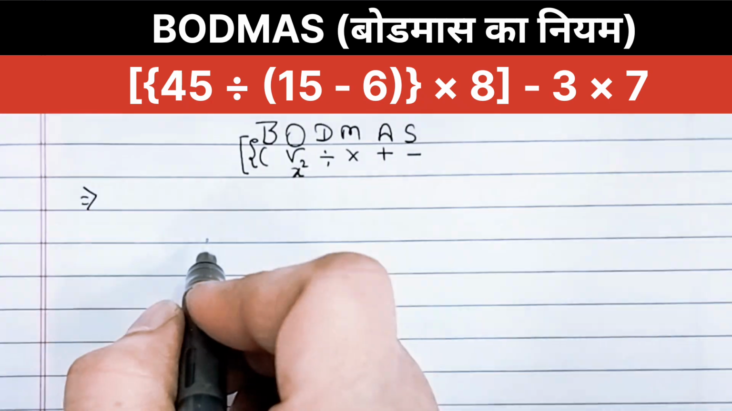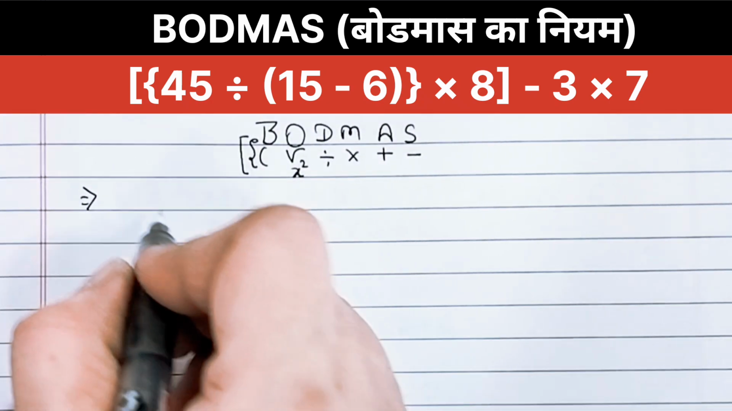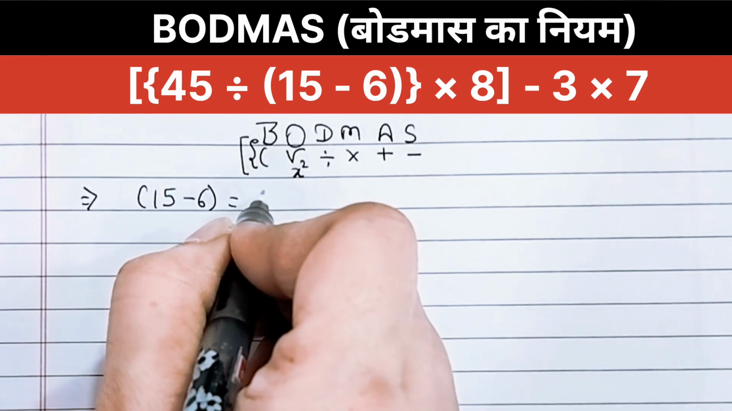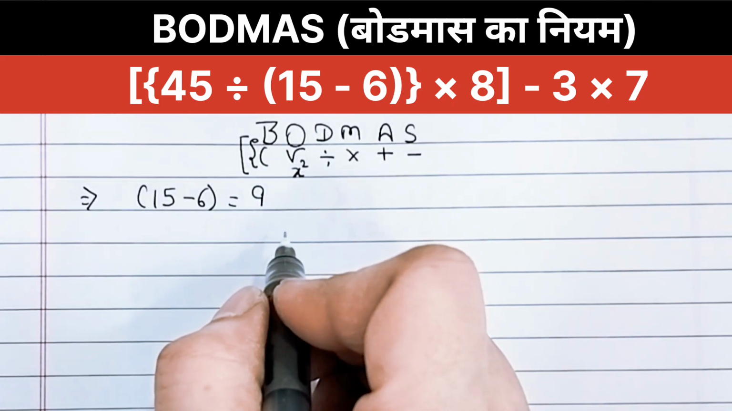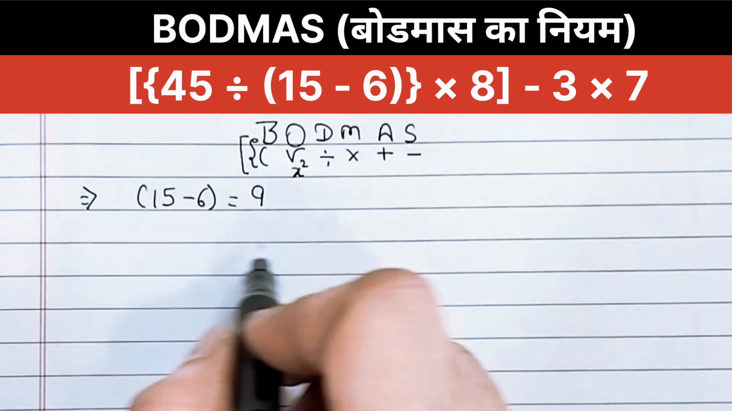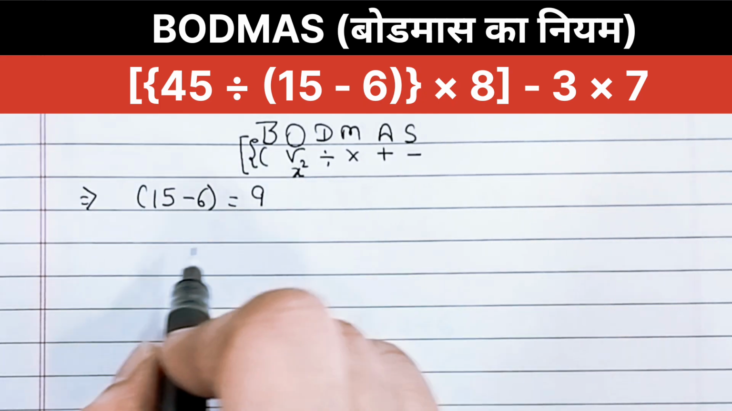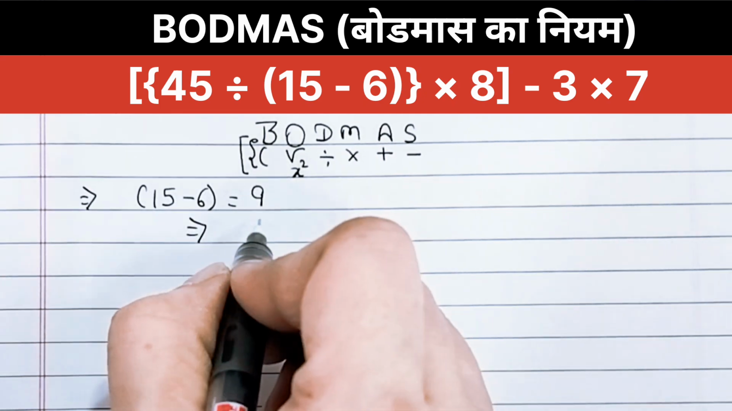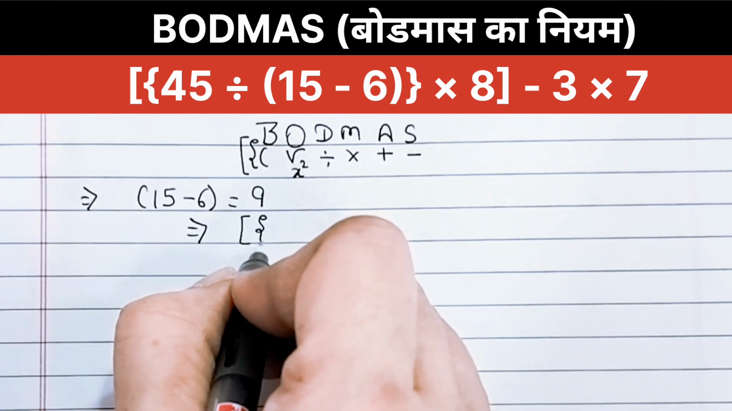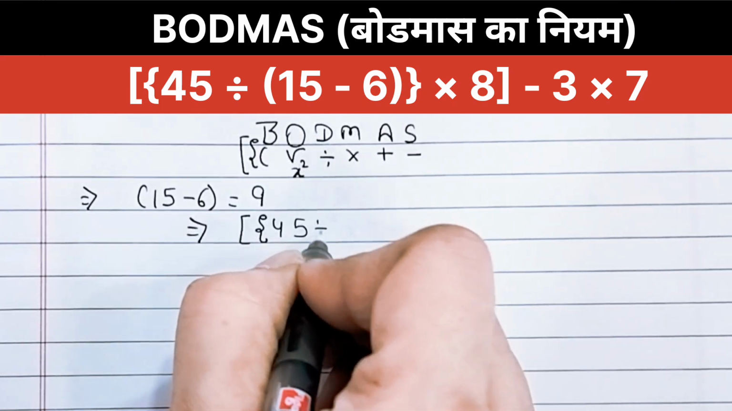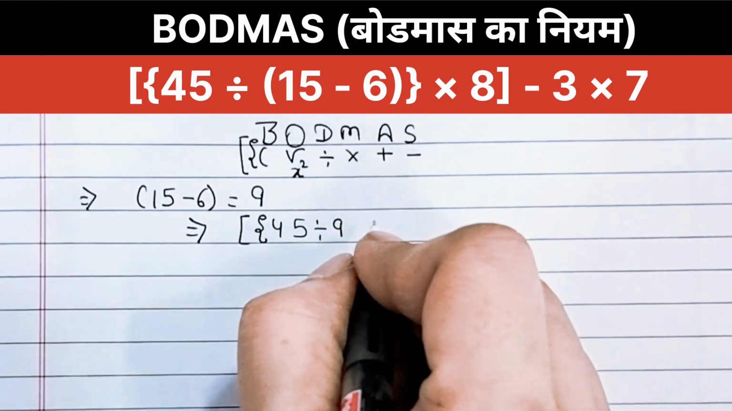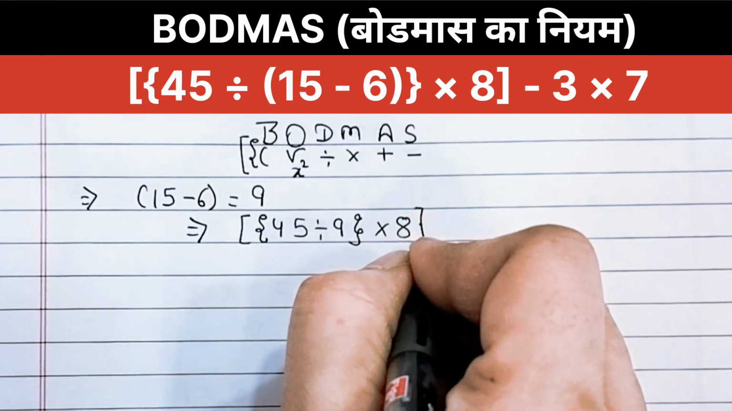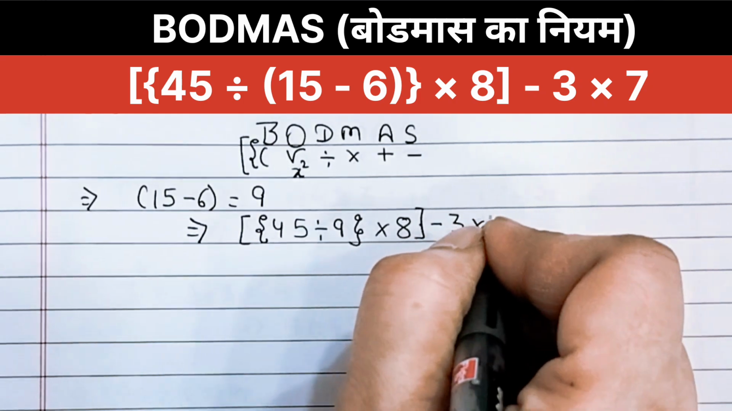So now step 1, solve the innermost parenthesis first. 15 minus 6 is equal to 9. According to this step 1, BODMAS says we must always start with the innermost bracket first to simplify the core of the expression. So now the expression becomes 45 divided by 9, curly bracket of multiplied by 8, and square bracket of minus 3 into 7.